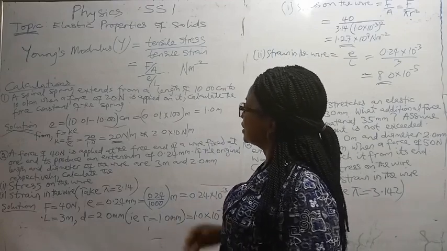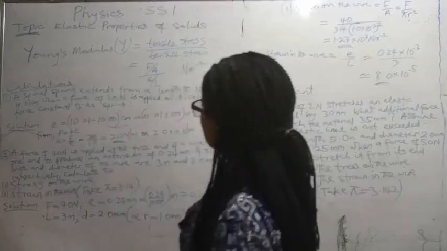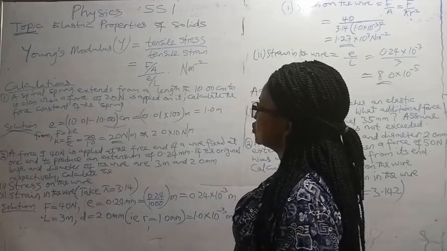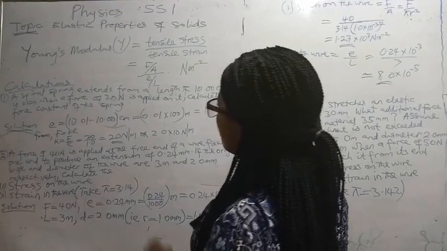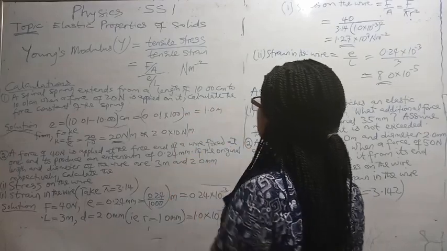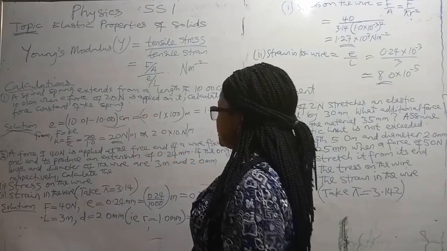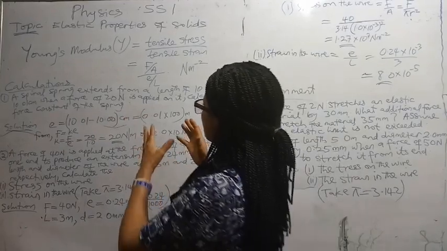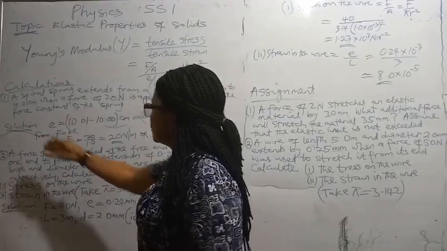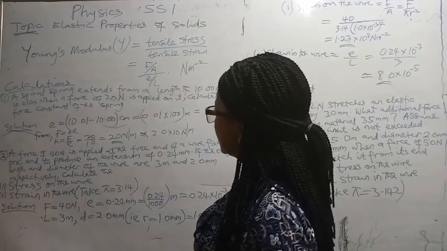Now, let's go over to calculations on how to make use of all the formulas we have stated above. Question number 1 says, a spiral spring extends from a length of 10.00 cm to 10.01 cm when a force of 20 newtons is applied on it. Calculate the force constant of the spring. Now you look at the calculation critically and then come out with the solution. For the solution, bring out all the information given to you in the question.